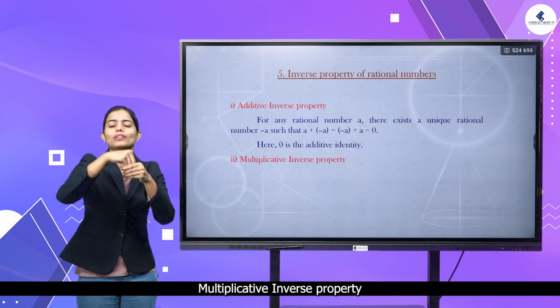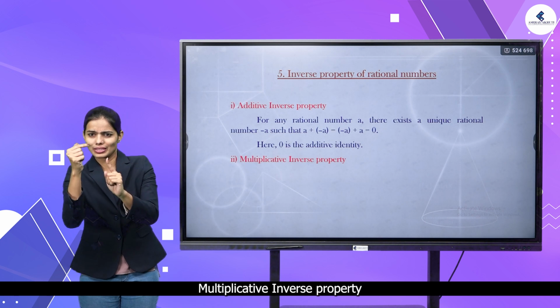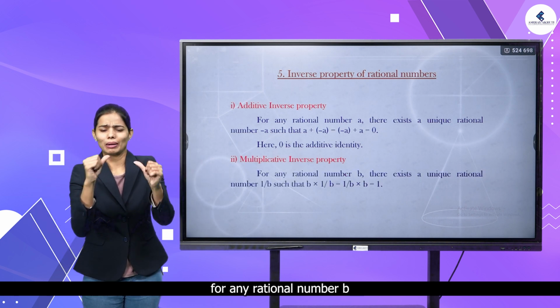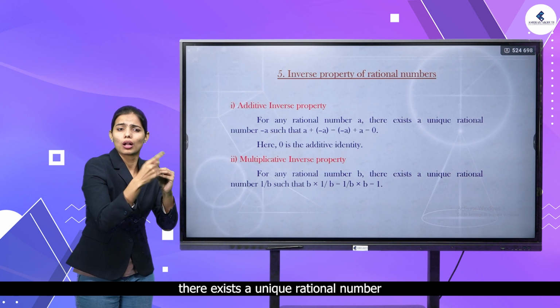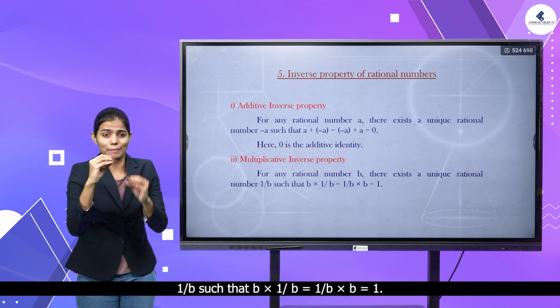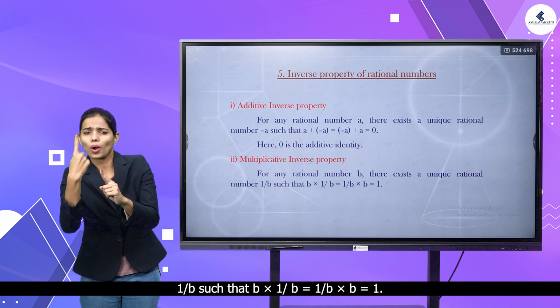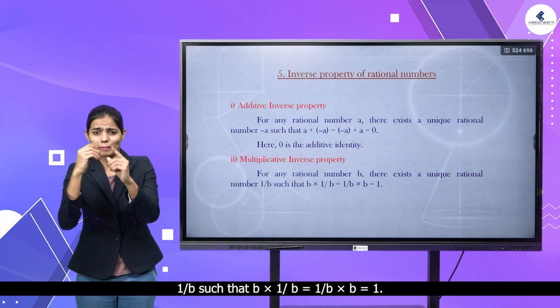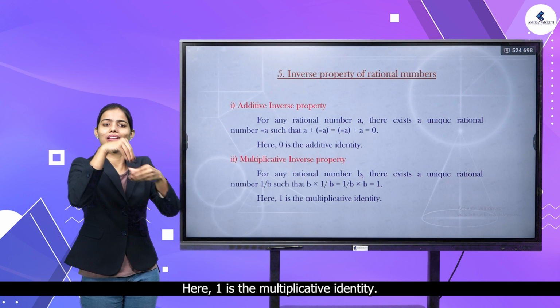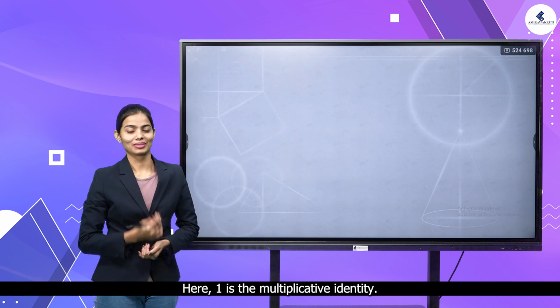Multiplicative inverse property. For any rational number b, there exists a unique rational number 1 by b such that b into 1 by b is equal to 1 by b into b is equal to 1. Here, 1 is the multiplicative identity.